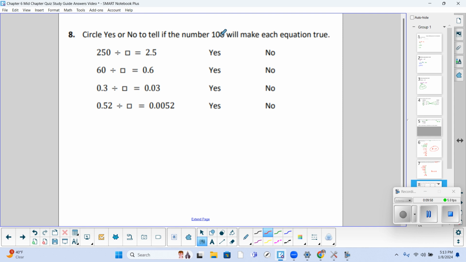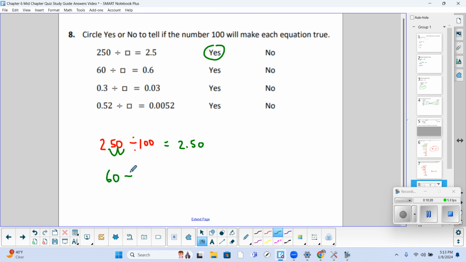Circle yes or no to tell whether the number 100 will make each equation true. So I'm going to do these one at a time, and then we will circle yes or no. So 250 divided by 100. Well, dividing by 100 means the decimal goes over 2 spaces, so that's equal to 2.50, which is 2.5, so this one, yes, it does work.